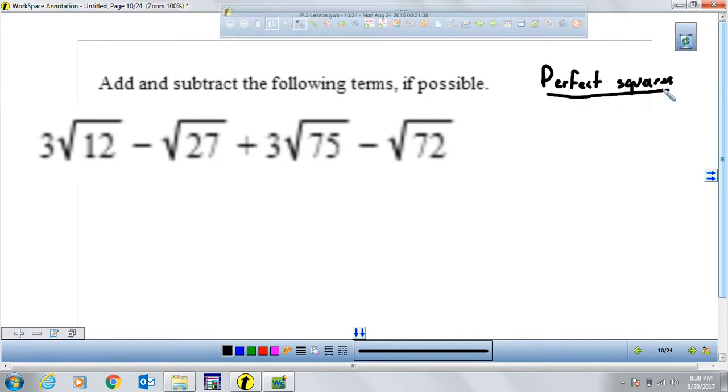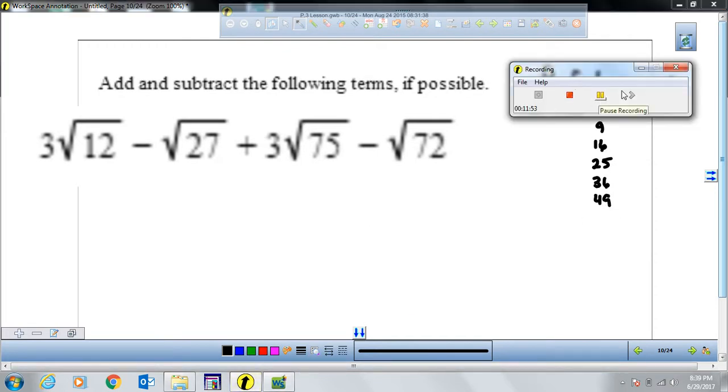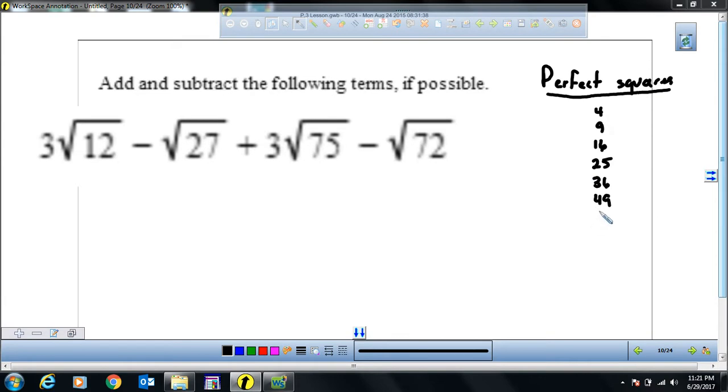For the perfect squares, we got 4, 9, 16, 25, 36, 49, 64, and that's as far as we need. The next one is 81, which goes over these values right here. So we need to simplify the square root of 12.